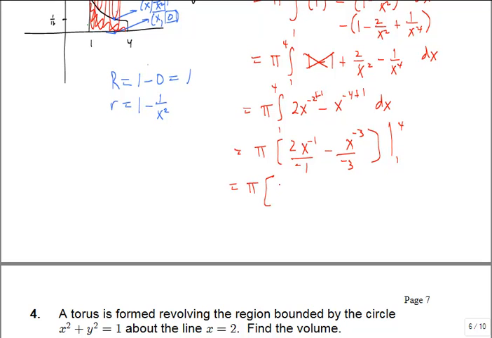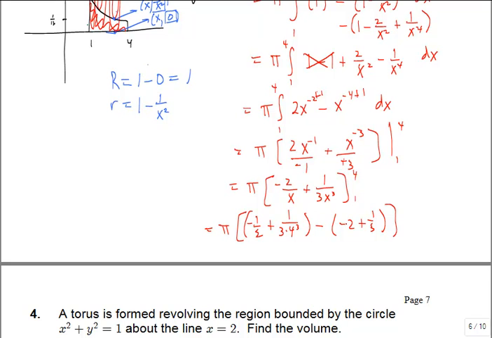So cleaning it up just a little, this would be negative 2 over x minus, or excuse me, plus, because we have a minus minus, 1 over 3x cubed. So if we plug in 4, negative 2/4 is negative a half, and then this would be 1 over 3 times 4 cubed, whatever that is, and then if I plug in 1, negative 2 over 1 is negative 2, and when I plug in 1 into here, I'm just going to get a third. So then you get a common denominator, clean it up, do it all on your calculator, and you get 171 over 64 times that pi.